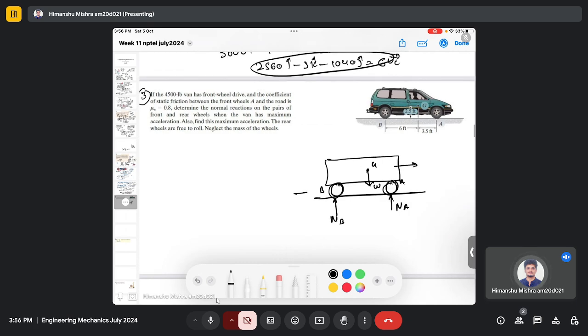And there will be a friction force Fs, which is mu Na. So we are given the coefficient of friction between wheel A and the road, which means the friction is due to this normal force at A only, because no static friction coefficient is given for the rear wheel.